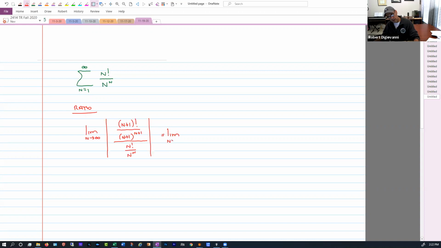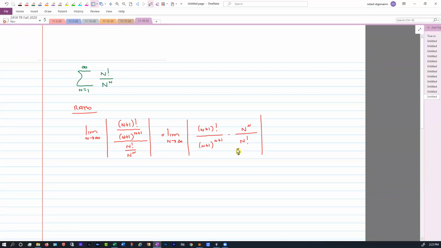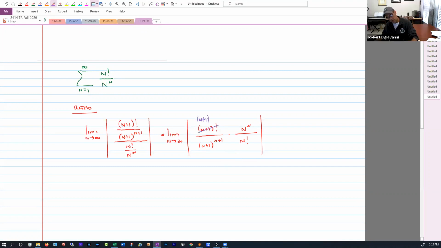And then on your next line, you'll go ahead and flip the second one up. So you'll have (n+1) factorial over (n+1) raised to the n+1 times n to the n over n factorial. Right here, I canceled out the n+1 because (n+1) factorial is n+1 times n factorial. So the n factorials cancel. You're still left with an n+1.